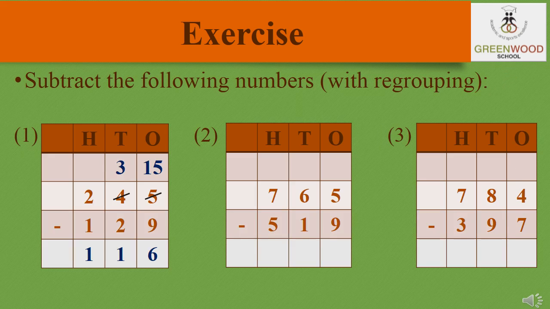Next exercise. Subtract the following numbers with regrouping. That is, you need to borrow the numbers. The first one I have solved for you. 245 minus 129. First step, subtract the ones. That is 5 minus 9, which is not possible. So we will borrow one number from tens. First cut the number 5, write it as it is on the top of it, 5. Now before 5, write 1, which we borrowed from tens. So the new number is 15. Now we need to subtract 15 and 9, which is possible.